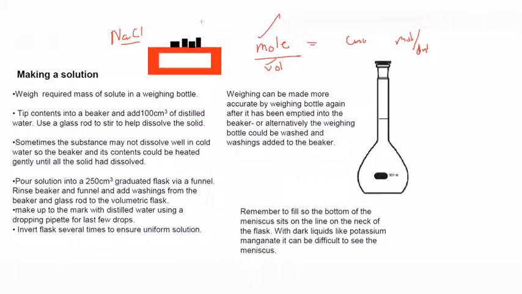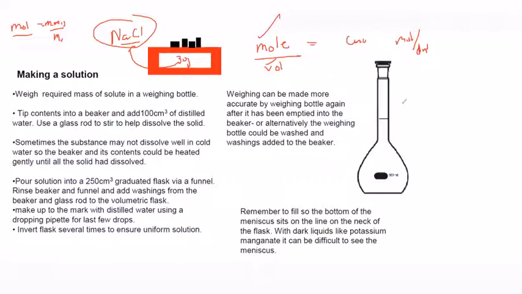So we place this solid on the balance and we'll know the mass of this, for example 30 grams. So we have 30 grams of sodium chloride. Using this mass, we can find the moles. Moles is equal to mass divided by molar mass. The molar mass of sodium chloride is 58.5, so we get the moles.